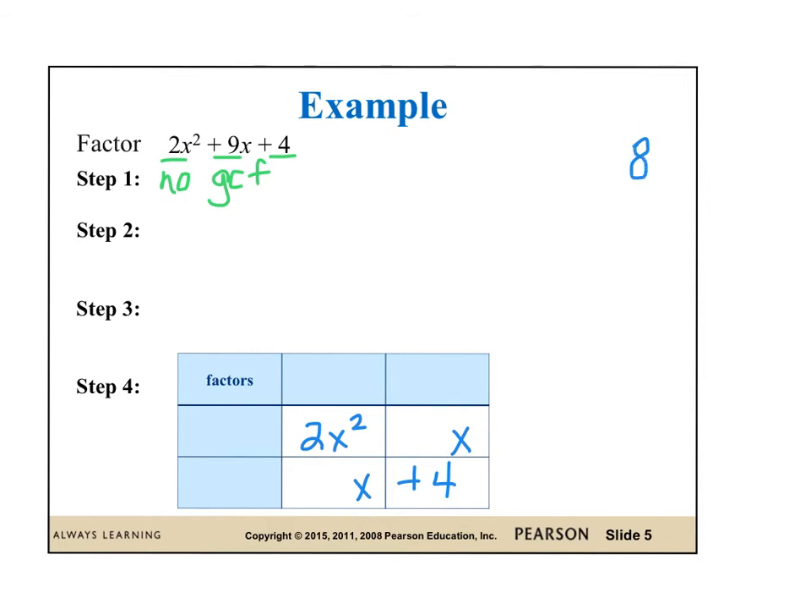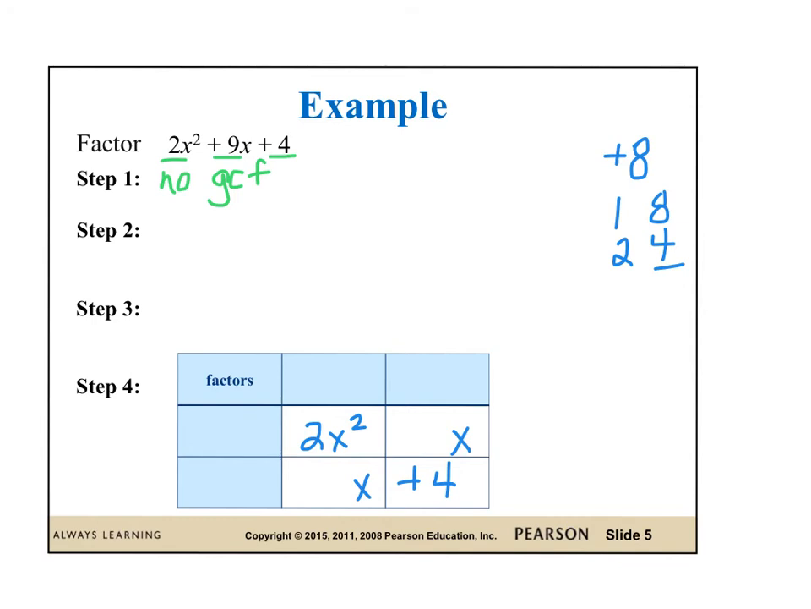And 2 times 4 is positive 8, which means the signs are going to have to be the same. And the factors of 8 are 1 and 8 and 2 and 4. 3 doesn't divide it, and 4 is the only other factor, so we only have 2 pairs.